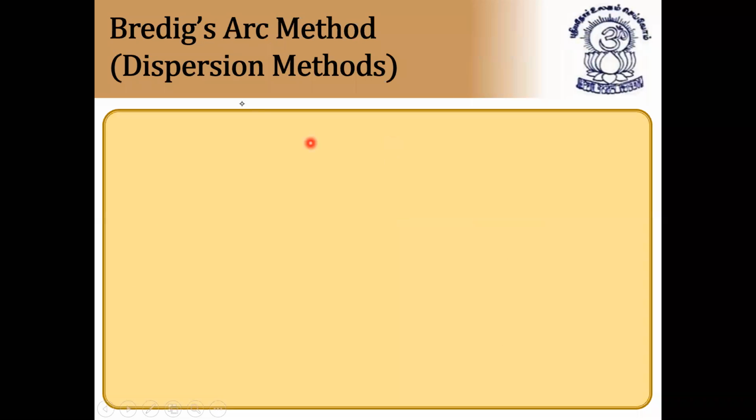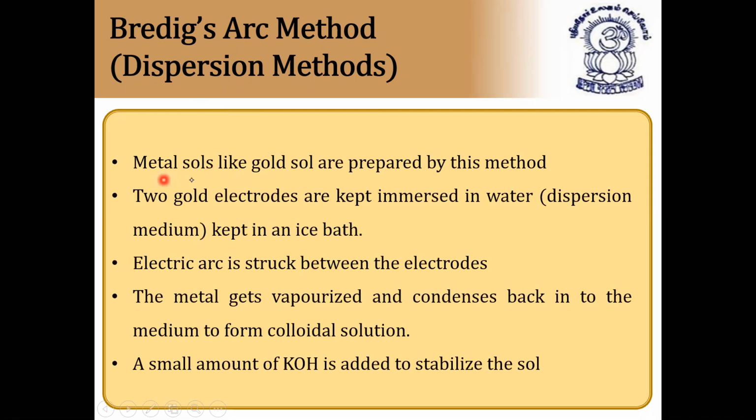Let us see next, the dispersion method: the Bredig-Sark method. It is also called a dispersion method. Let us see what the dispersion method is. Metal sols like gold sol are prepared by this method. They'll ask a question based on this: gold sol is obtained by which method? The Bredig-Sark method. That's why classification is important.